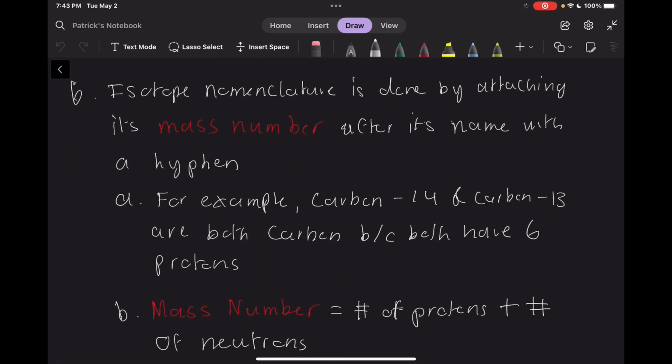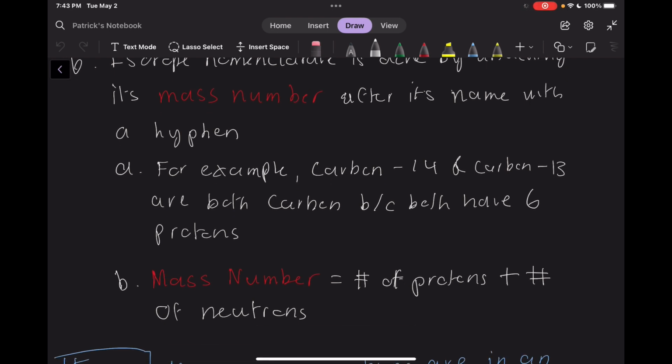Now, how do we name isotopes if they belong to the same element? The easiest way is to simply append the isotope's mass number after the name of the element with a hyphen in between. For instance, the isotope of carbon with a mass number of 14 is denoted as carbon-14. The isotope of carbon with a mass number of 13 is written as carbon-13. Again, both these isotopes are carbon because both have 6 protons. Mass number, by the way, is equal to the number of protons plus the number of neutrons in an atom.